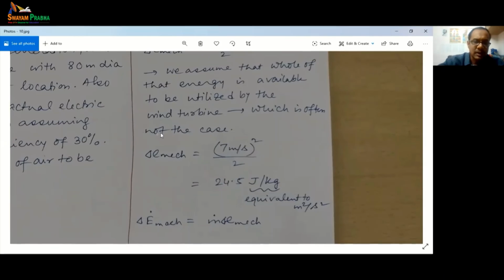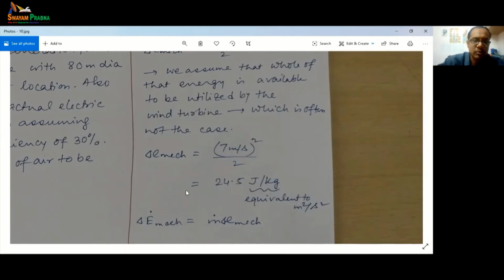Okay, so this delta e mechanical, now we know V is 7 meter per second, so (7 meter per second) whole squared divided by 2, and again we'll use the unit of joule per kg because we want energy per unit mass. That is equivalent to meter square per second square. I do urge you, as I said in the earlier problem also, please check whether I am correct or not. Okay, this is 24.5 joule per kg.